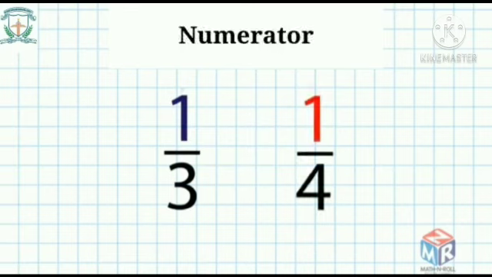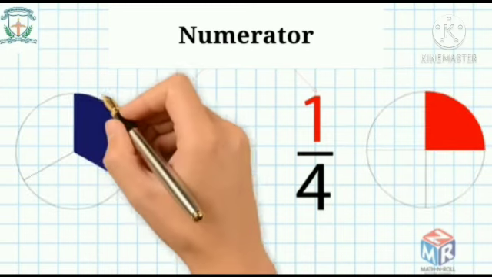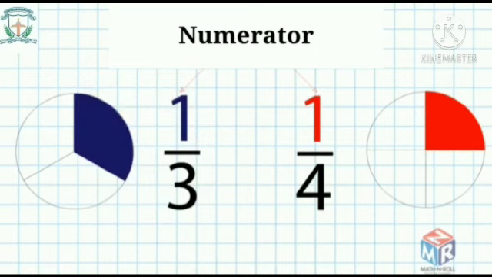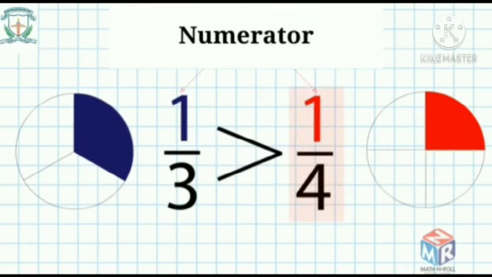Let us consider two unlike fractions with same numerator. In 1 by 3, the whole is divided into 3 equal parts, and in 1 by 4, the whole is divided into 4 equal parts. Therefore, the shaded equal part in 1 by 3 is greater than the shaded part in 1 by 4. Thus, 1 by 3 is greater than 1 by 4.